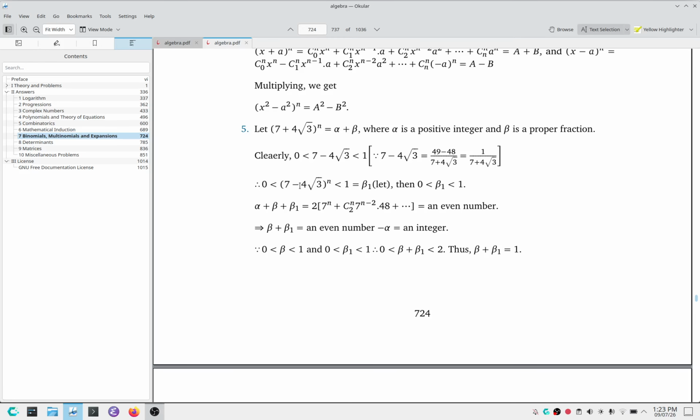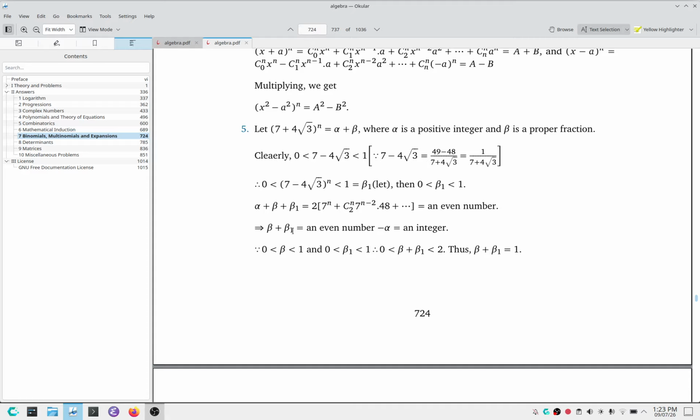So we raise this to the power n is equal to beta 1. We let this equal to beta 1. Now beta 1 will lie between 0 and 1. So alpha plus beta 1 is equal to 2 times, we add this and this, we get 2 times 7 to the power n plus nC2 7 to the power n minus 2 into 48 and so on, which will be equal to an even number.